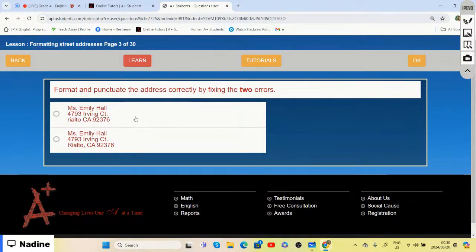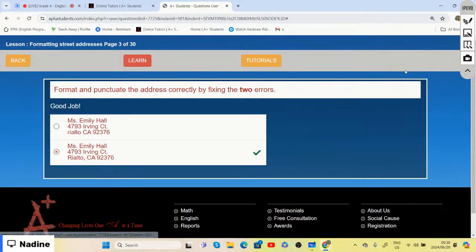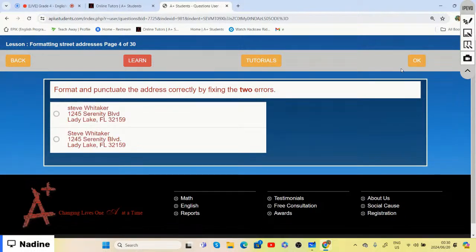All right, and if we were to fix the two errors that we find within our addresses, then we are going to stick to option 2. Because the two errors that we have in option 1 are the capitalizing of the city, right? And no comma after the city. So option 2 is correct. Well done. All right, we're going to the next one. We need to format and punctuate the address correctly by fixing the two errors.